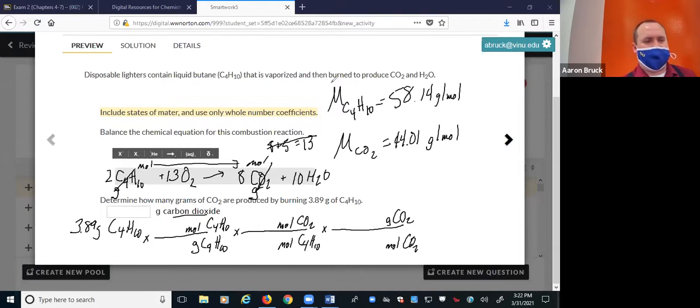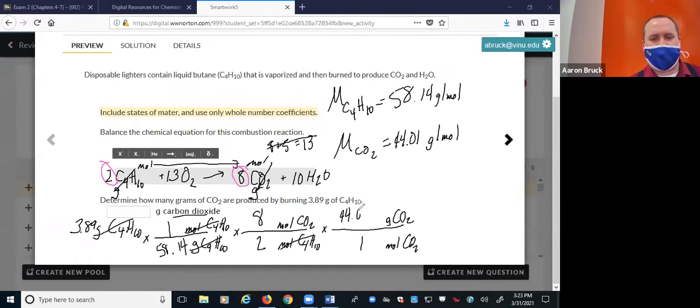The only other thing I'm missing is the mole-to-mole ratio, which again comes from the balanced chemical equation. It's 2 to 8. So now I've got to put all the pieces together. 1 mole of butane is 58.14 grams. I'm going to get my grams of butane to cancel out. 2 moles of butane is 8 moles of carbon dioxide. That's going to get the moles of butane to cancel out. 1 mole of carbon dioxide is 44.01 grams.